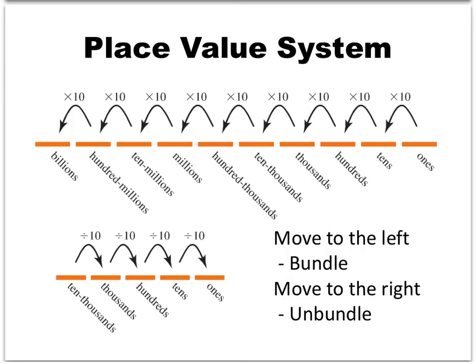So in general, if we move to the left like we did up here, that means we bundle objects together. Specifically, we bundle 10 objects or 10 groups of objects together to get a bigger group. And if we move to the right, we can think of that as unbundling. And so this idea of moving to the right and unbundling is going to form the basis of how we define decimals. So if we're here at the ones place, how can we move to the right? Well, let's talk about how to do that.